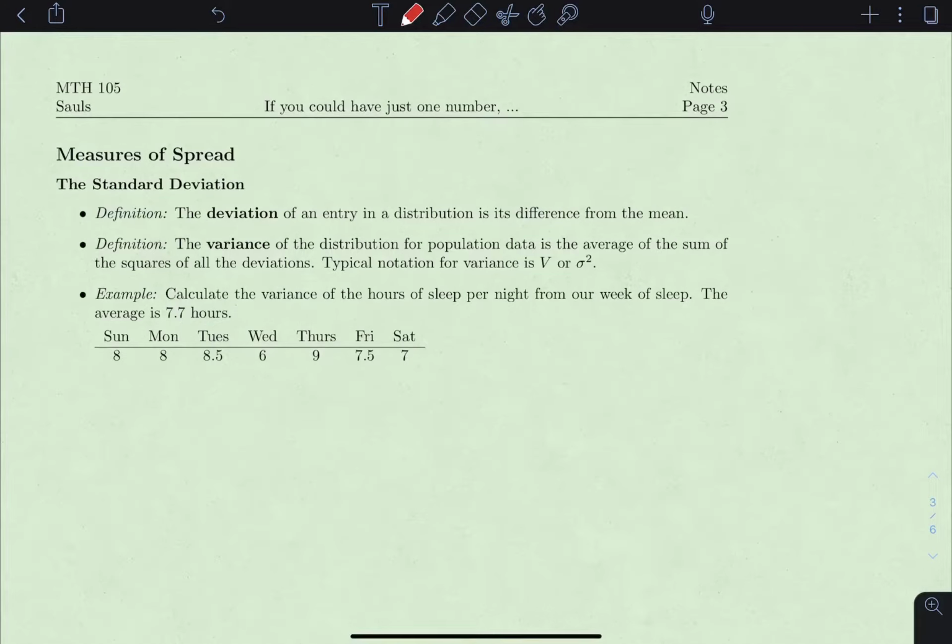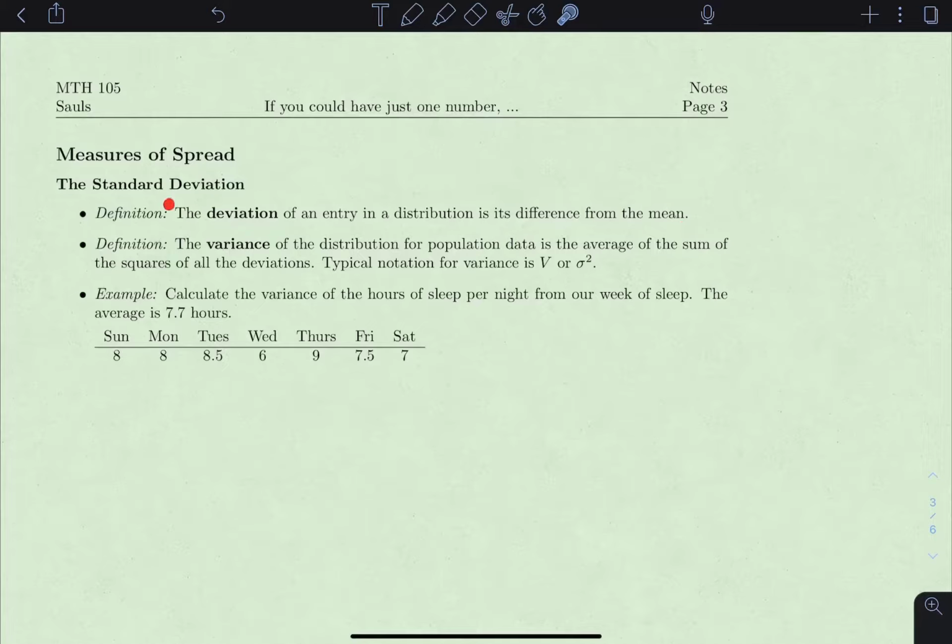Welcome. In this video, we're going to introduce a measure of spread called standard deviation, and we're going to perform a calculation to calculate standard deviation. So we'll start with a definition here called the deviation, and it's how far your entry is from the average.